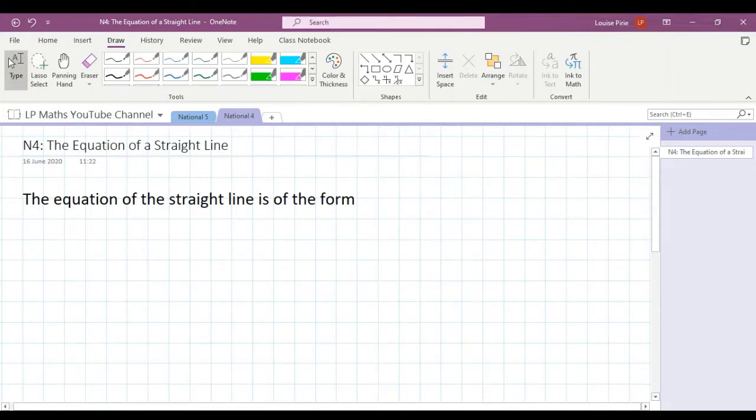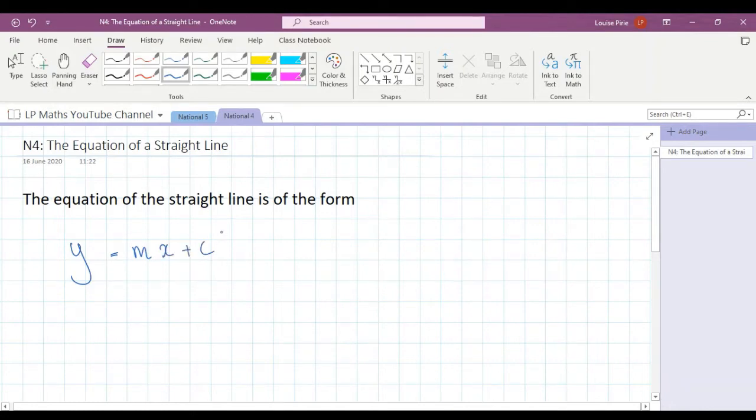Today what we're going to be doing is looking at the equation of a straight line, and this is for the National 4 course. So just going to get stuck in. The equation of a straight line always has the same form. It can be rearranged in different ways, but ultimately the equation of a straight line is of the form y is equal to mx plus c.